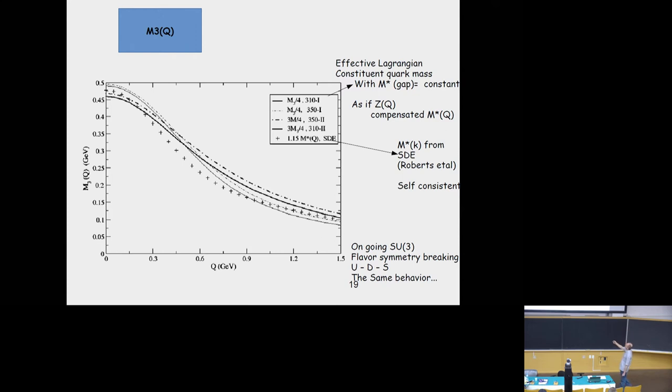This effective mass from the Lagrangian has basically the same shape as the gap equation solution. However, it's not restricted by the gap equation, so it's not a self-consistent effective mass. It's very easy for it to receive contributions from other effects. And besides that, it's renormalized differently from the effective mass from the gap equation.